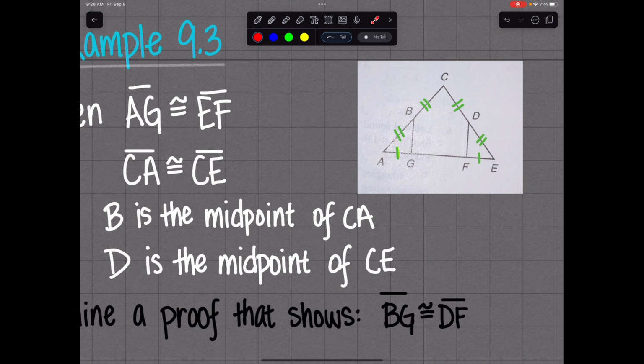Why? Because they told us that AC is congruent to CE, and this is congruent to itself because it's the same line. So if we look at this big triangle, we have one that's the same line and then we have these that are equal, that means this angle has to be equal because this is another isosceles triangle. Sweet. Okay, once we know that the angles are equal, what do we have here? We have side, angle, side, side, angle, side.